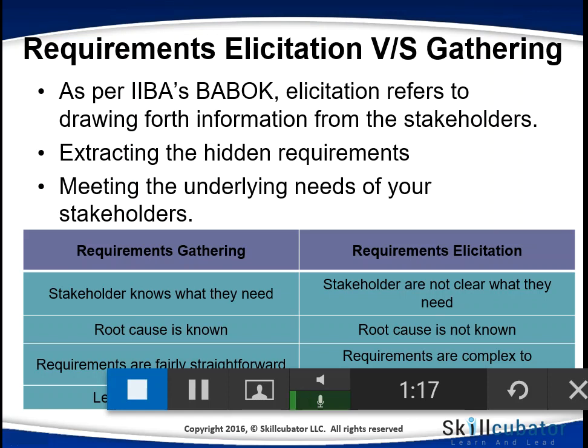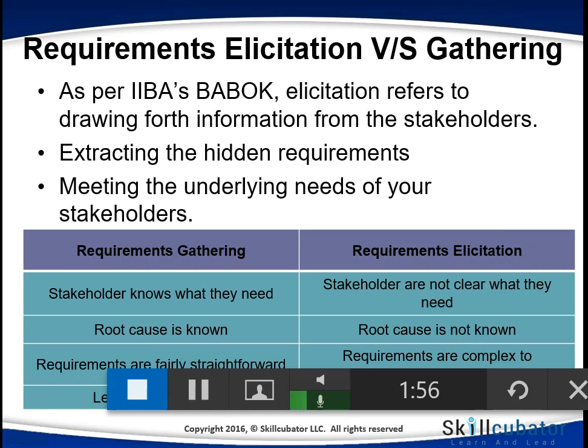Now, to understand the difference between requirements gathering and requirements elicitation, we'll take a scenario. But before that, let's see some key highlights regarding the difference between gathering and elicitation. When we are talking requirements gathering, the first thing is the stakeholder knows what they need, what their real needs are, what their real requirements are. The root cause is known, the requirements are fairly straightforward, and it's less time consuming.